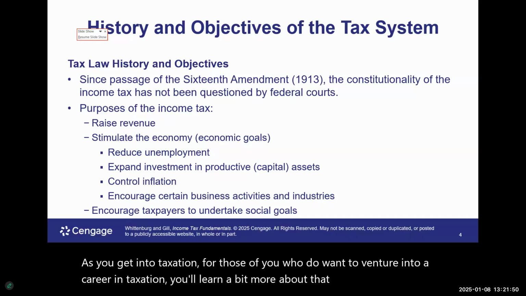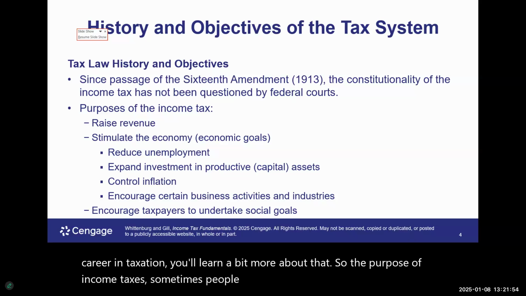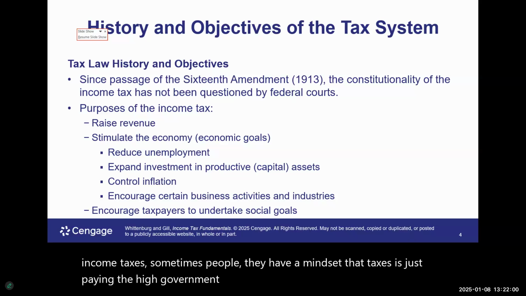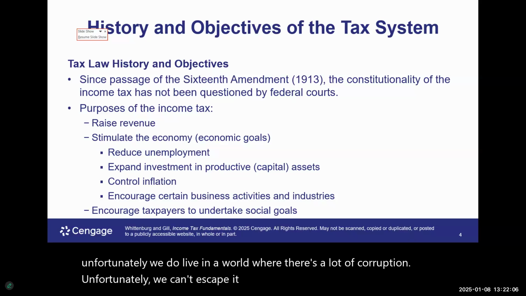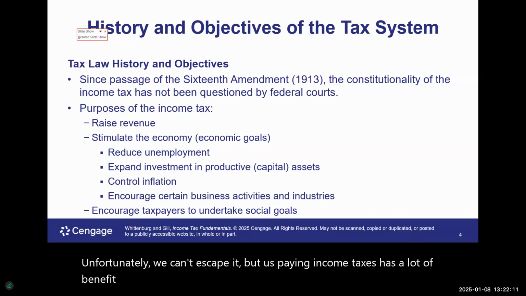So the purpose of income taxes. Sometimes people have a mindset that taxes is just paying the high government employees and they're stealing. And yes, unfortunately, we do live in a world where there's a lot of corruption. We can't escape it, but us paying income taxes has a lot of benefit to the community as a whole. Depending on where you live, a lot goes into it.